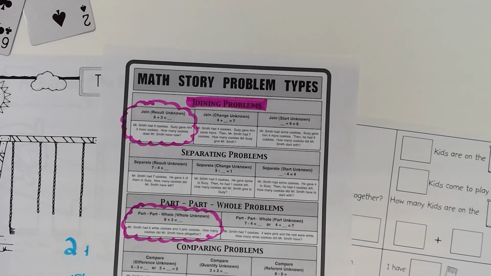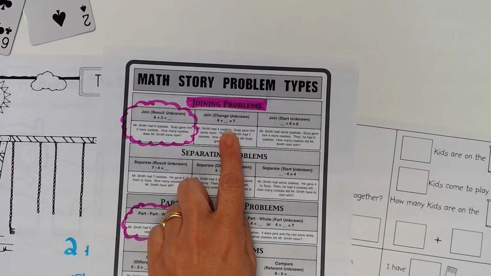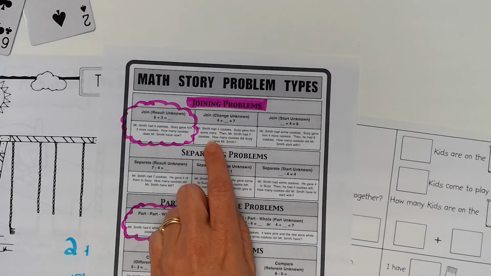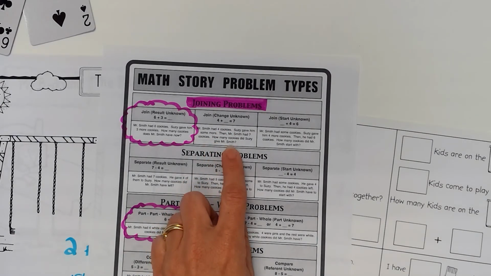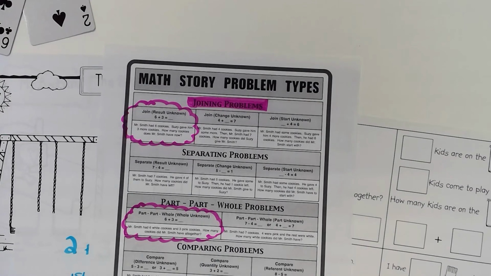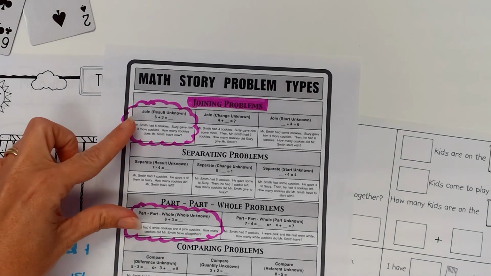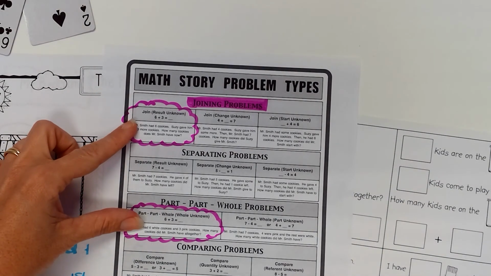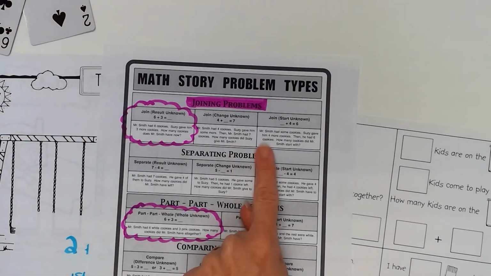We can also look at story problems that have the change unknown. So Mr. Smith had 4 cookies, Susie gave him some more, then Mr. Smith had 7 cookies. These are going to be the change unknown, the start unknown. These are going to be more of an enrichment for kindergarten. We want to focus our problems on the joining where the result is unknown, and we can certainly stretch the students within this thinking here.